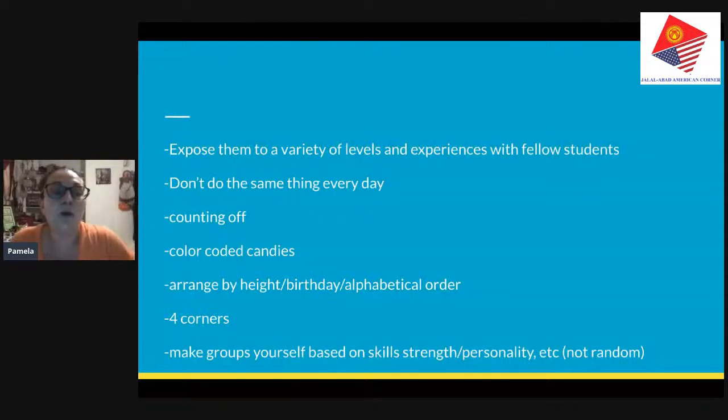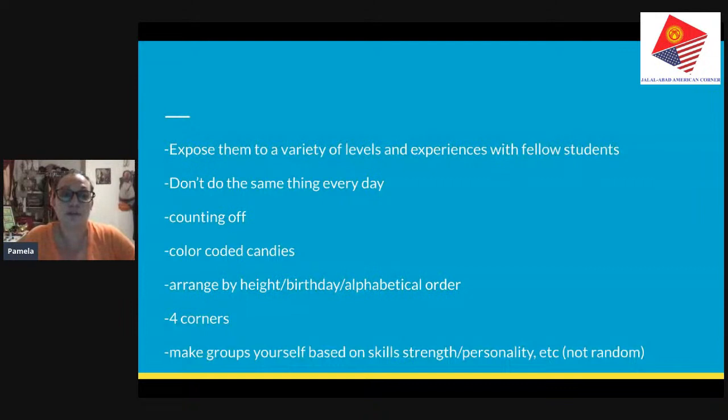Or if there's almost nobody in one corner and then another corner is very full, you can say, okay, 3 of you go over here. Okay, now these are your groups. And then now you have 4 equal groups that they can work with.